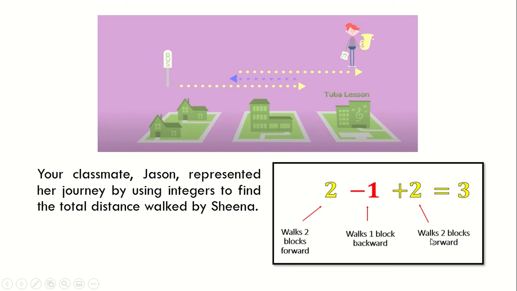And then she walks 2 blocks forward since she already found her music sheet. So she continues her journey going to her tuba lesson. And that would be 2 blocks going to the right, so plus 2. So now, based from her answer, that's 2 minus 1 is 1, plus 2 is 3. So the question now is, do you agree that the total distance walked by Sheena is 3?